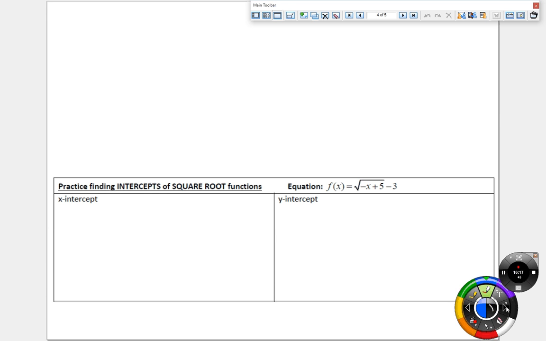So here, when we go for the square root to find the x-intercept, so we set y equal to 0, we're going to use the same idea as we did before. We want this part alone, this whole thing that's underneath the radical, because that contains x. So we're going to add 3 to both sides first.